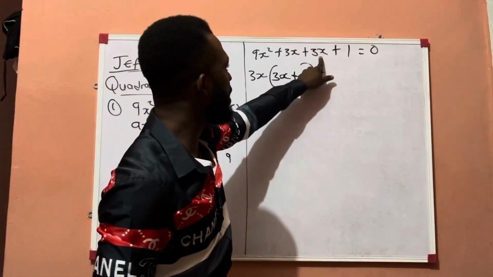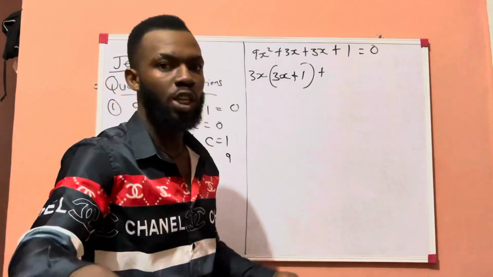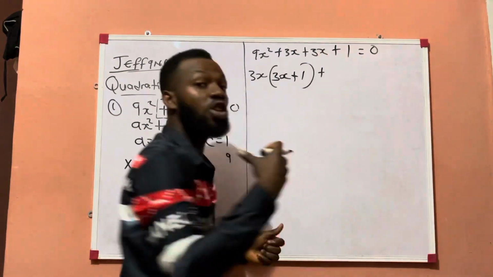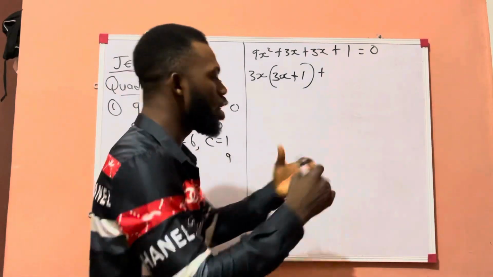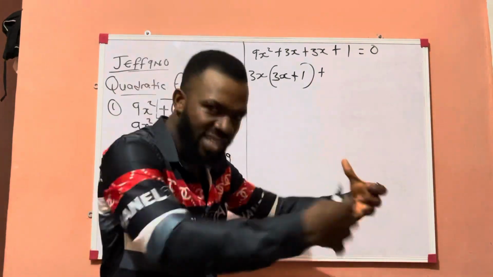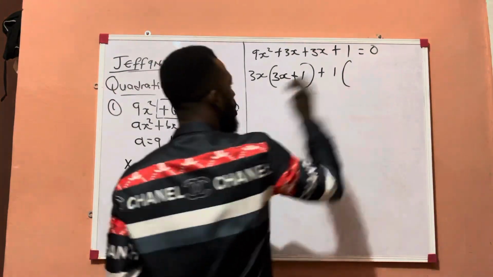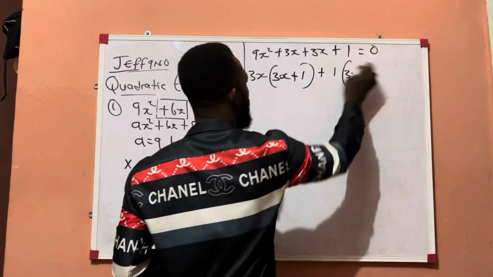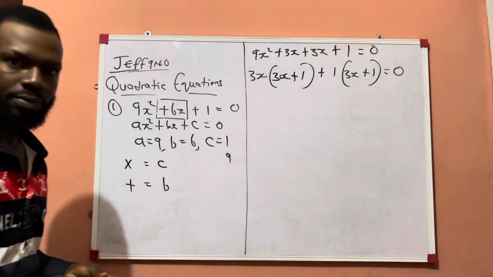Now, I have 3x here and then I have 1 here. But actually, there's nothing in common, but there's something in common. When you see that nothing can cancel out, something can actually cancel out. And what is that thing? 1. So when nothing is in common, 1 is in common. So I bring out the 1 that I have in common, and then I open my bracket. 1 into 3x will still give me 3x plus 1 into 1 will still give me 1 equals to 0.